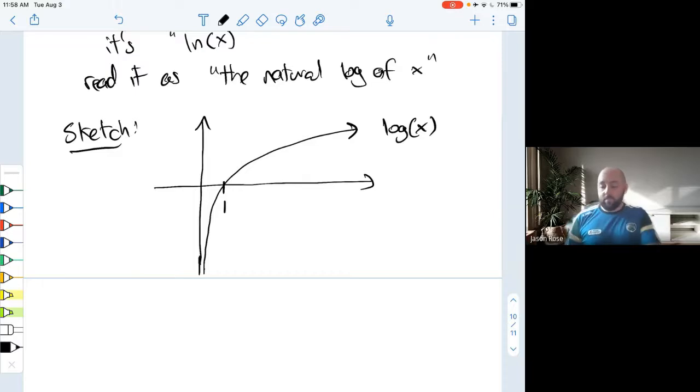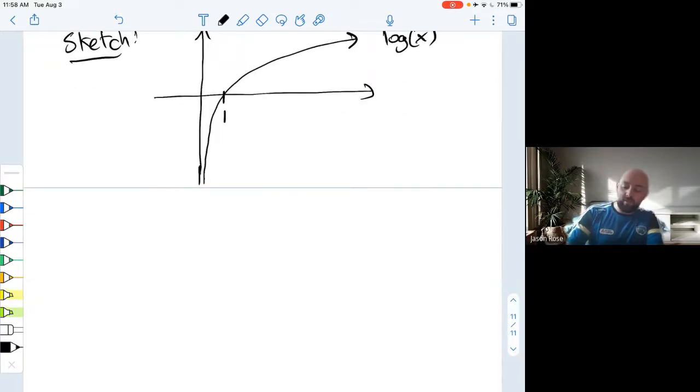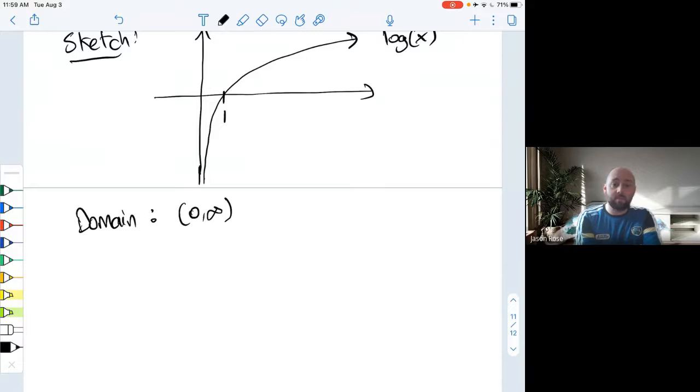Some of the features that you'll notice on this one is that the domain is from 0 to infinity. You'll notice that you don't see that graph drawn to the left of the y-axis, so there's no negative x values in there. Just like how the exponential function never touched the x-axis, when you transform that through the line y equals x, this log function is never going to touch the y-axis. It's just going to run alongside it, never touching it. So 0 is not included in the domain, but the domain is everything from 0 onwards, not including 0.